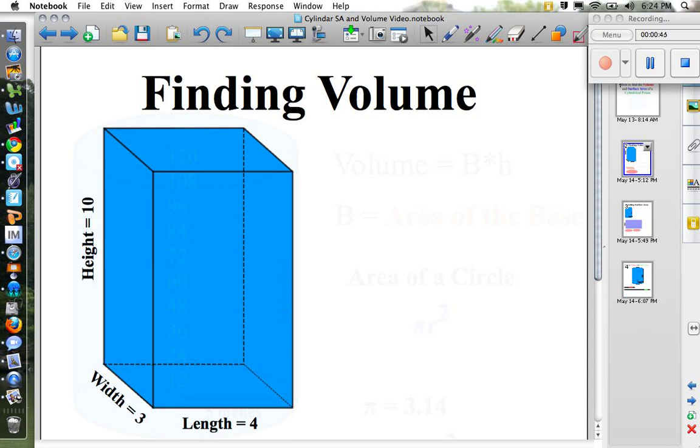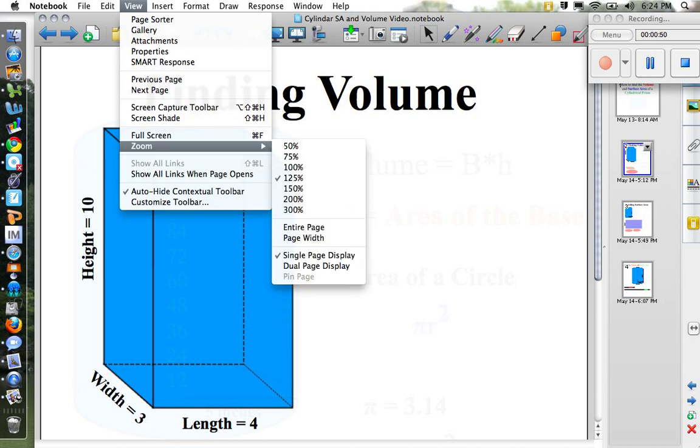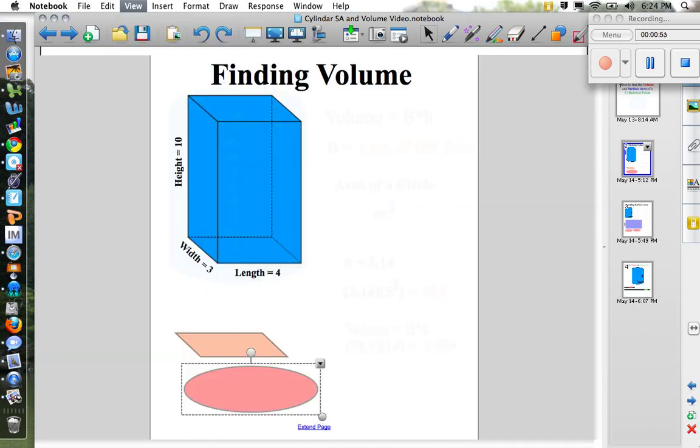Now, on this page, we're going to find the volume. Let's review what we did yesterday. I'm going to zoom out a little bit, put that on 75%. Yesterday we found the volume of a rectangular prism. Would you all agree that yesterday it was length times width times height? But what if we did the length times the width, which you might all agree would be 12? 3 times 4 would be 12.